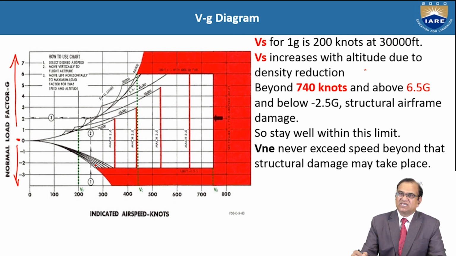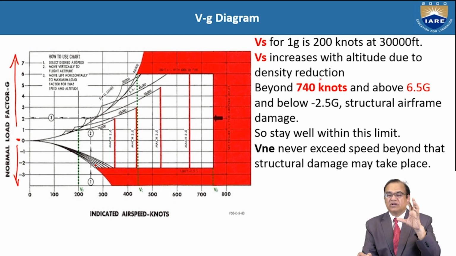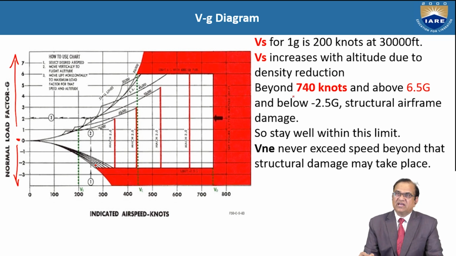Vs increases with altitude due to density reduction. As you go higher and higher, your stall speed will be increasing. Beyond 740 knots, and above 6.5 G and below minus 2.5 G, structural airframe damage may take place. So stay well within this limit.